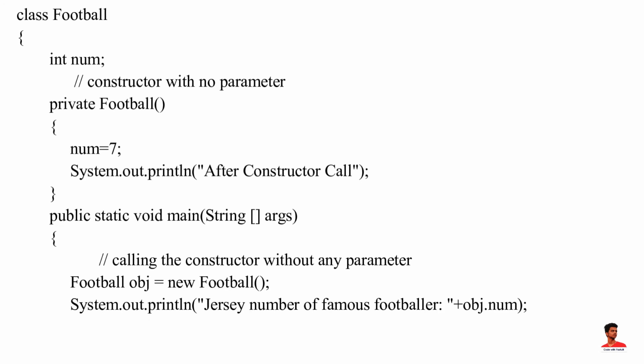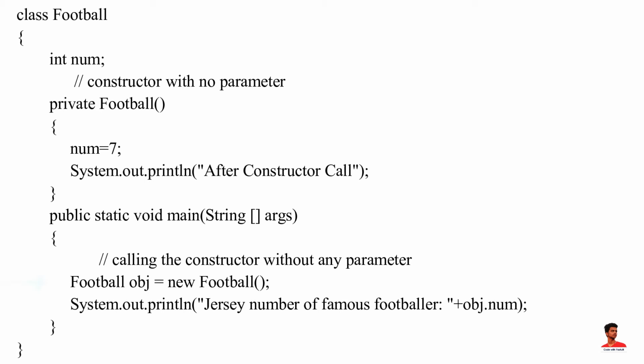in this example, we have created a constructor Football. Here, the constructor does not accept any parameters, hence it is known as a no argument constructor. Notice that we have declared the constructor as private. Once a constructor is declared private, it cannot be accessed from outside the class. So, creating objects from outside the class is prohibited using the private constructor.